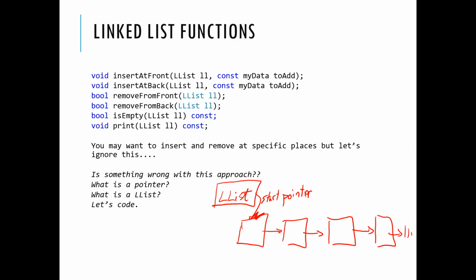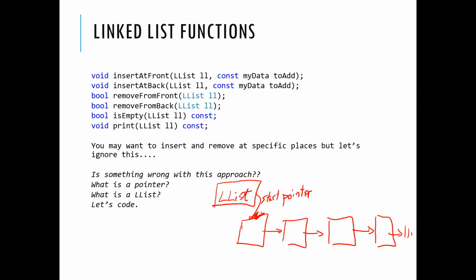If I want to remove from the front, what will I need to do? I will see if there's a front. If there's a front, I go to the front, check if there's a next. If there's a next, hook up this to this and remove this element. So I would need to go past and then go back.